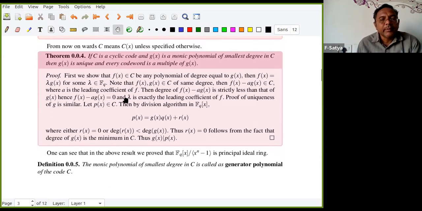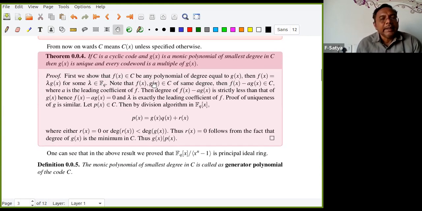Okay, let me explain the proof, then any doubts will come back. First, we show that f(x) belonging to C is any polynomial of degree equal to g(x). That means now both f and g have the same degree. And what is given in the hypothesis? g(x) is the smallest degree polynomial in C, right? So then f(x) equals some lambda times g(x), where lambda belongs to the field F_q, a scalar.